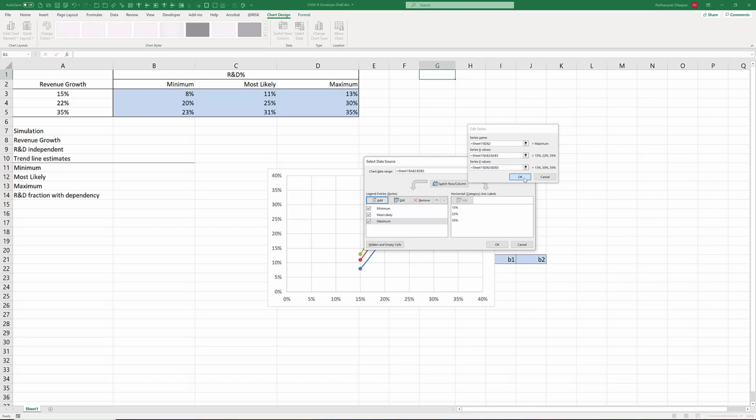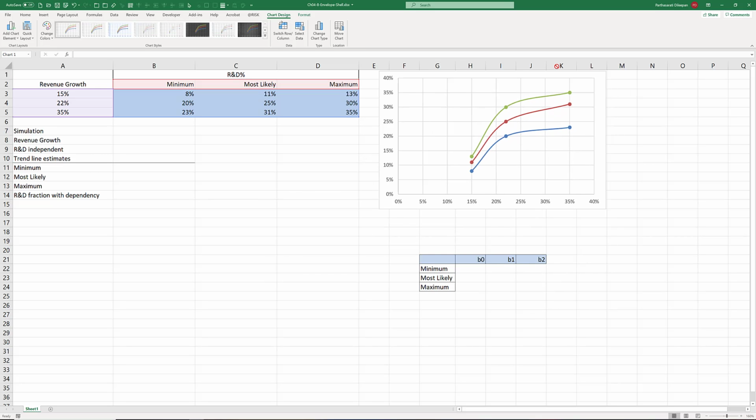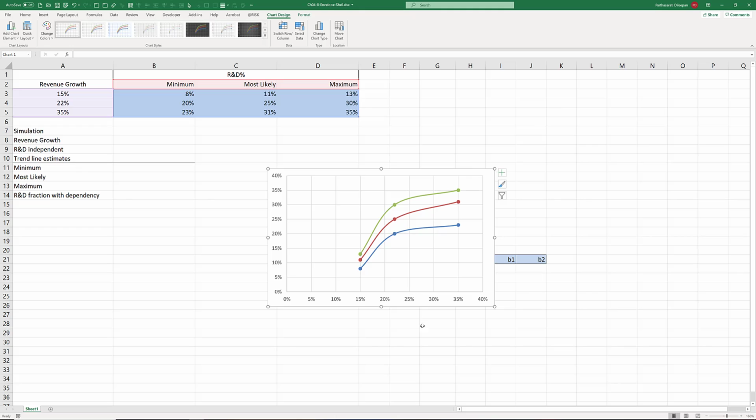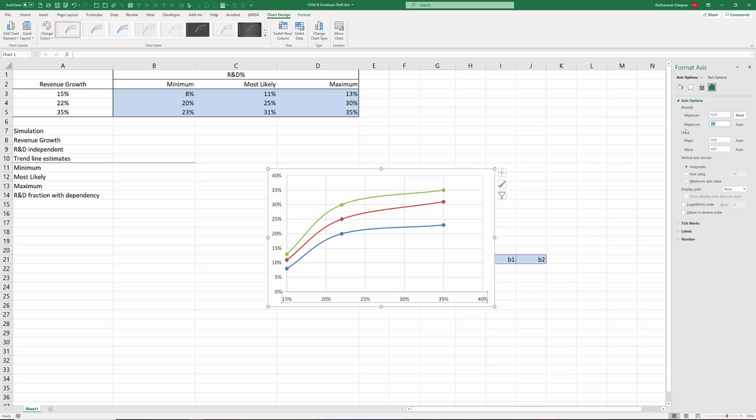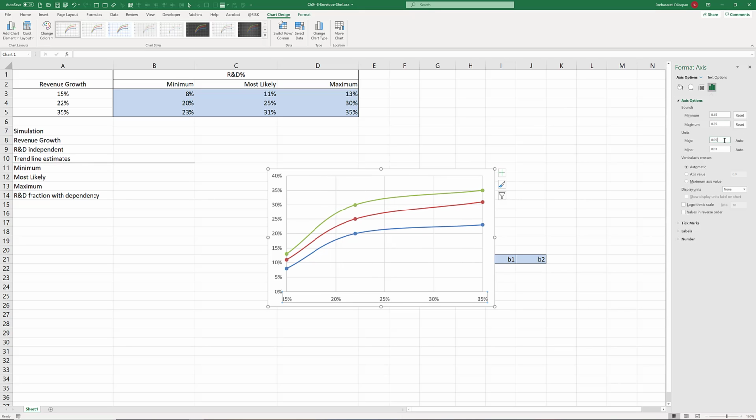Okay, let's do some formatting here for this graph. And we know the x-axis goes from 0.15 to 0.35. Or maybe we can put 0.4 there.